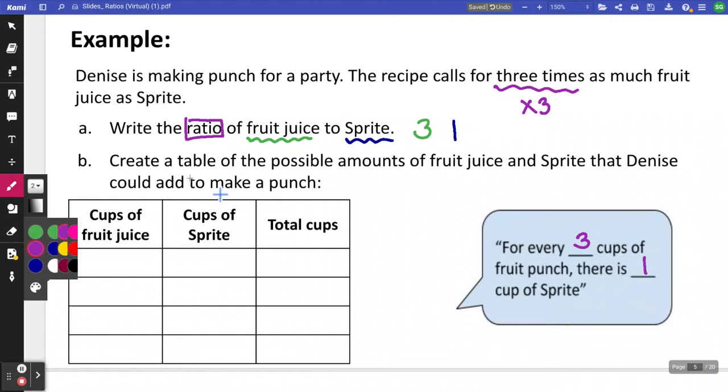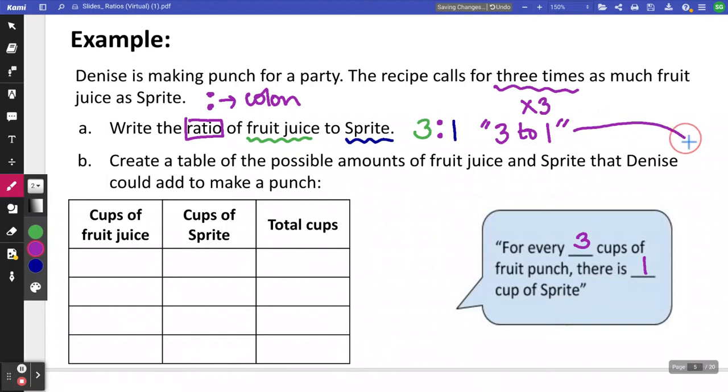And the new part for today, when we're writing ratios, we use this symbol right here to write it. That symbol is called a colon. So my ratio would look like 3, and then I'm going to put my colon right there, and then a 1. I would read that out loud as 3, and then that colon right there, we read using the word to. So I would read it as 3 to 1. That ratio means this down here. It means for every 3 cups of that fruit juice, there's going to be 1 cup of Sprite.